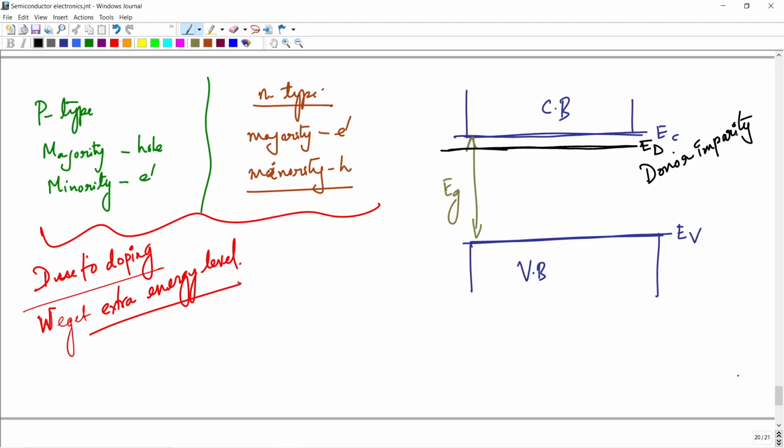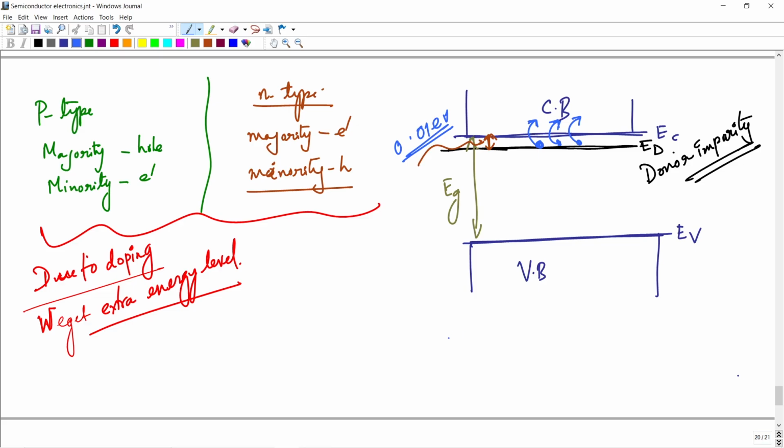So we added some donor impurity here, some extra electrons, and the gap from ED to EC is very small. Suppose approximately this value is 0.01 eV, which is very much less than EG. So an electron in ED can easily jump into the conduction band, and we get electrical conduction here.